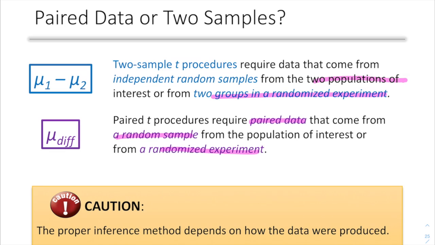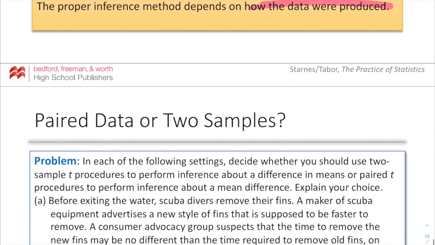Again, when you're looking at paired, you're asking yourself, did they match a person to do both treatments? Did they match a person to another and they each did one part of the treatment and then you find the difference? Versus a 2 sample, there are just 2 groups. Each group did the thing, and then you're comparing the 2. So it all depends on how the data were produced.